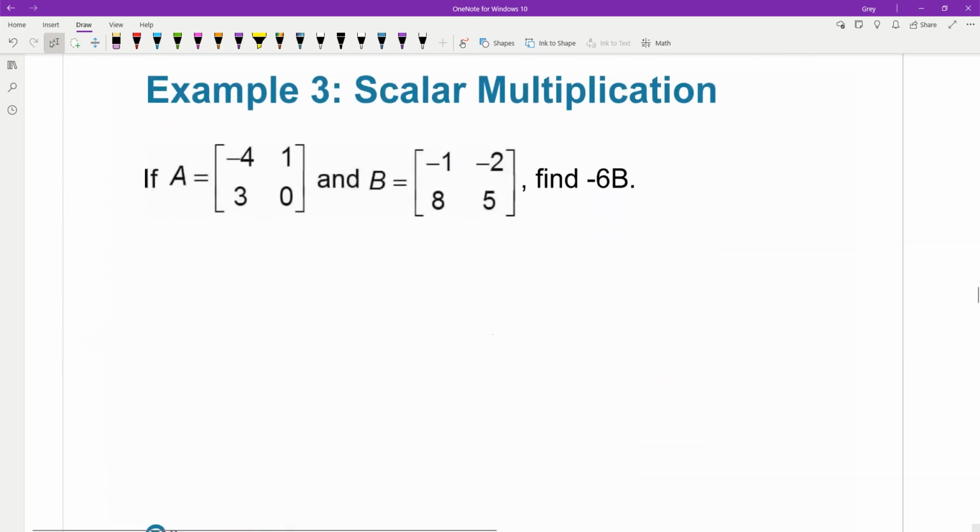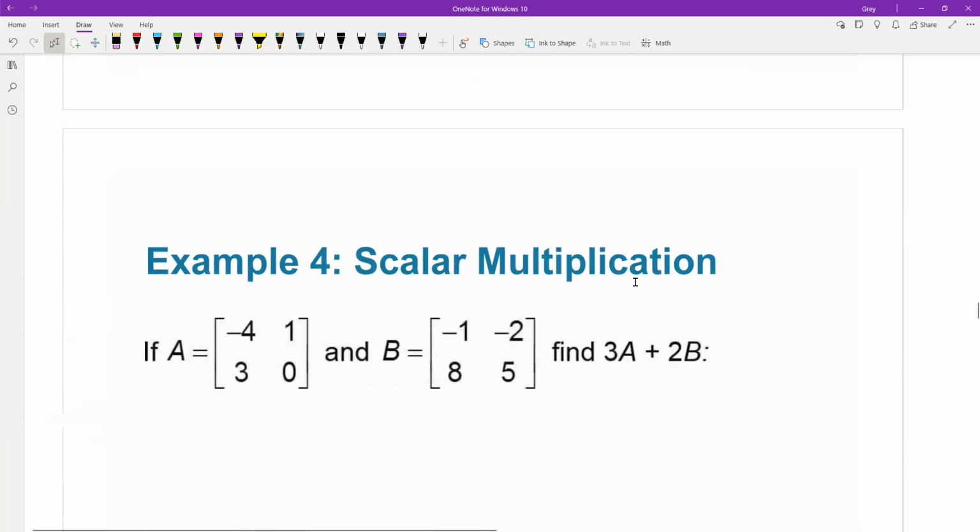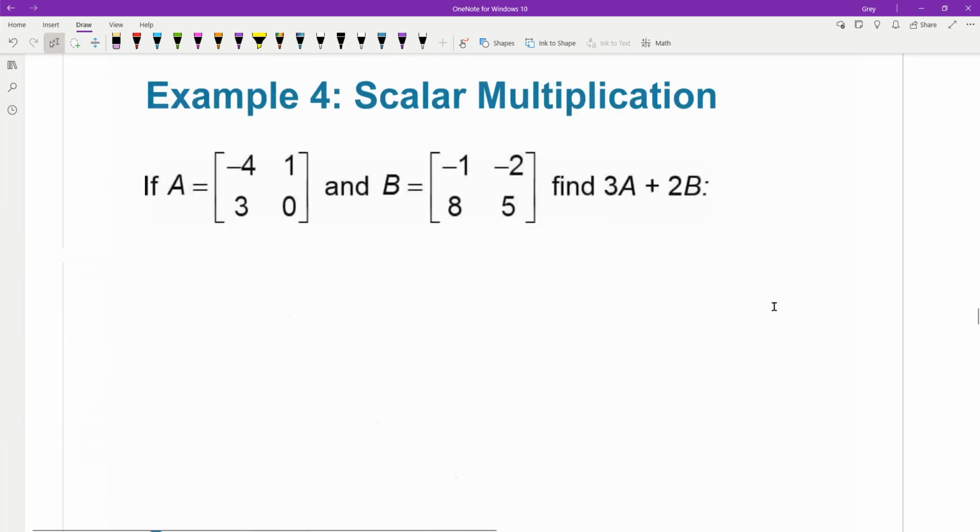If I need to find negative 6B, then that means I'm going to take every element in B and multiply it by negative 6. So negative 1 times negative 6, negative 2 times negative 6, 8 times negative 6, and 5 times negative 6. And that's what you got. Okay, that was a simple one. They can get a little more complicated.